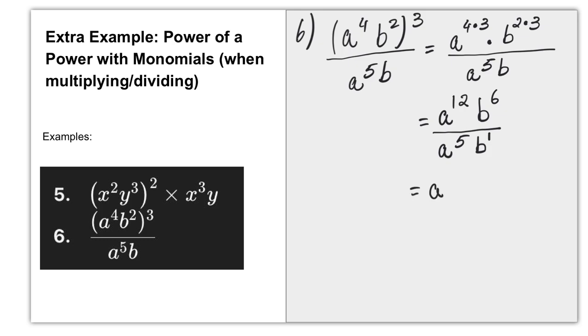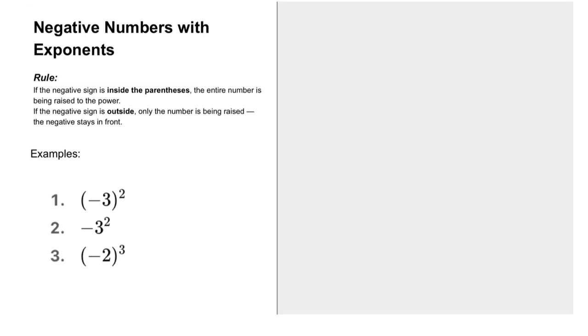All right, if we separate a's, that means 12 minus 5. And then again, we're following the division rule by subtracting. Six minus 1, and this will be a raised to the 7th power, b raised to the 5th power. That's it.